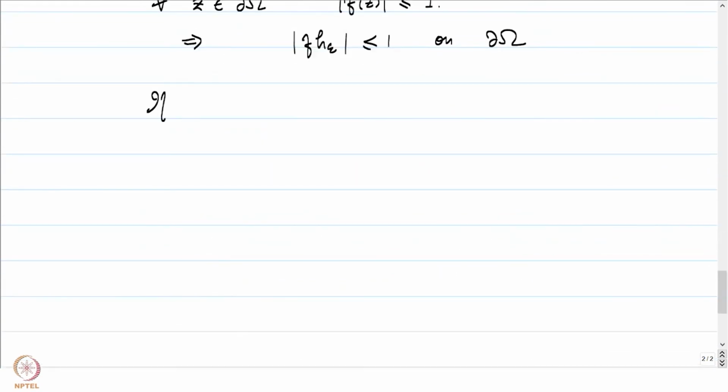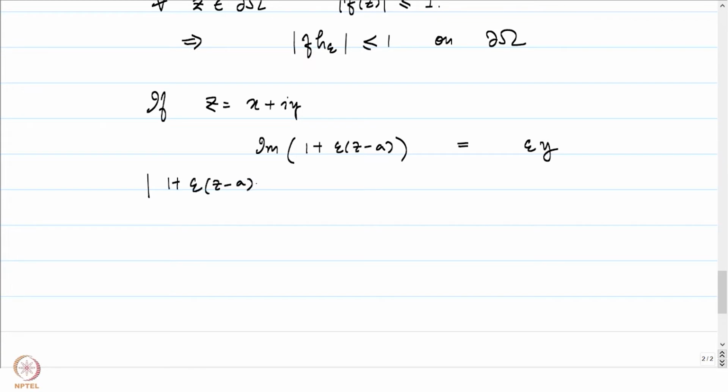So if z is equal to x plus iy, let's now focus on the imaginary part. What can we say about the imaginary part of 1 plus epsilon times (z minus a)? This is going to be equal to epsilon times the imaginary part of z. A and 1 both are real numbers, they will not contribute, and hence we get it here. So the absolute value of 1 plus epsilon times (z minus a), if you look at this number, that's going to be greater than the absolute value of the imaginary part, which is exactly equal to epsilon times mod y.